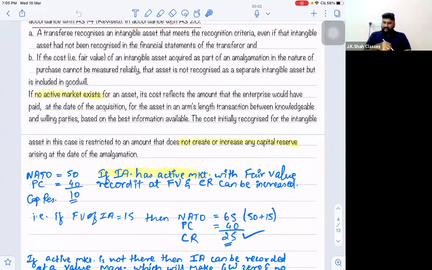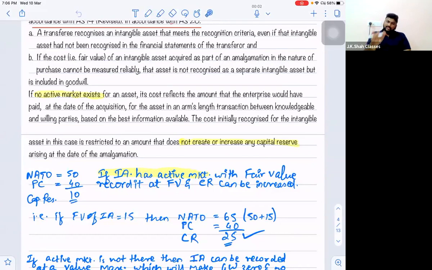I told you this point earlier also. Even if the selling company is not recording it, the buying company can record it in its books if it meets the recognition criteria. Right? Second point, very important. If the cost, that is the fair value, of an intangible asset acquired as part of an amalgamation in the nature of purchase cannot be measured reliably, that asset is not recognized as a separate intangible asset, but is included in goodwill. I just now taught you this point. If fair value cannot be ascertained, then don't record the intangible asset separately.